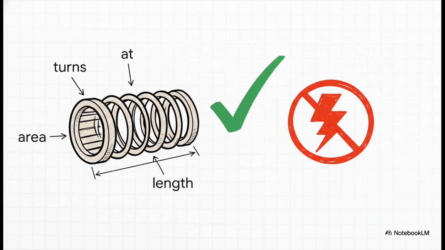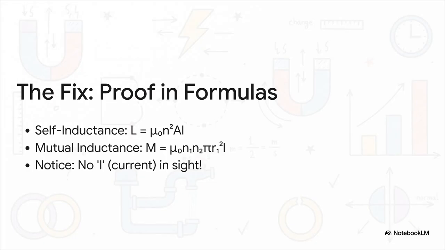An object's mass is an intrinsic property. It doesn't change just because you throw it faster. Inductance is the same. It's all about the geometry of the coil, how it's built, its shape, its size, not about what you're currently doing with it. And if you don't believe me, just look at the formulas.